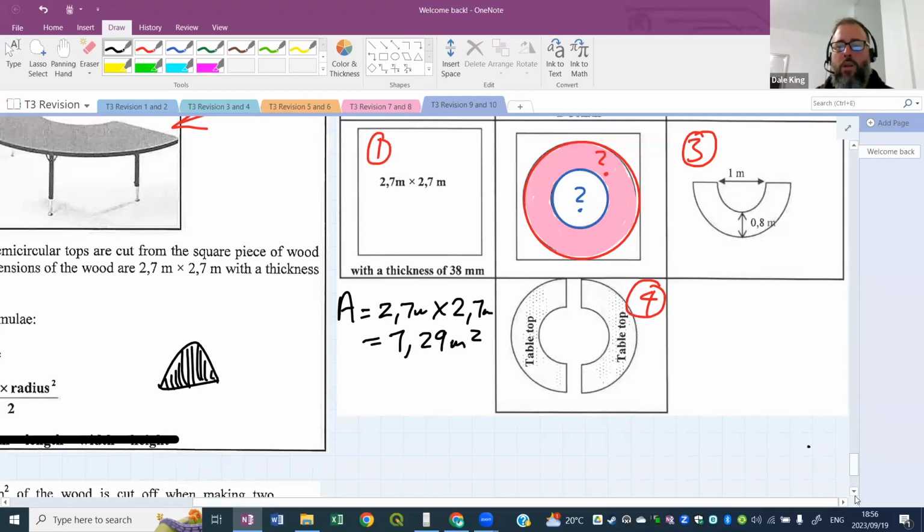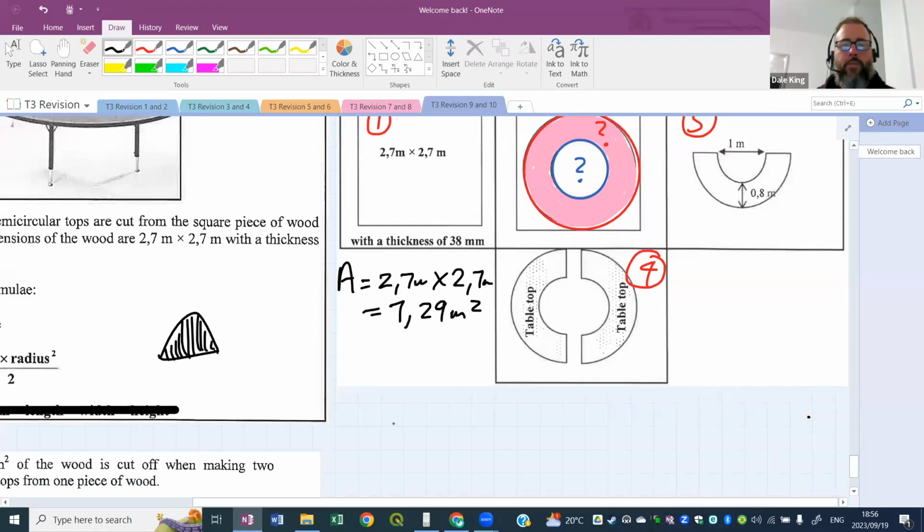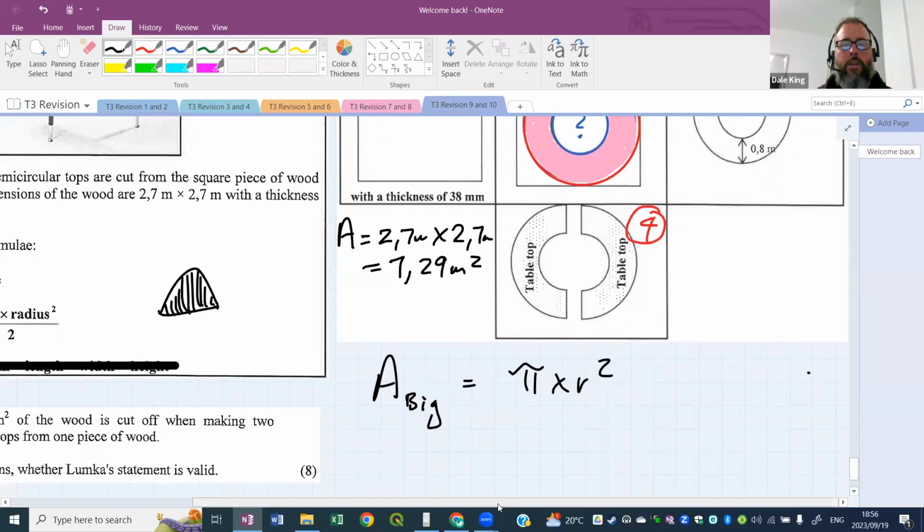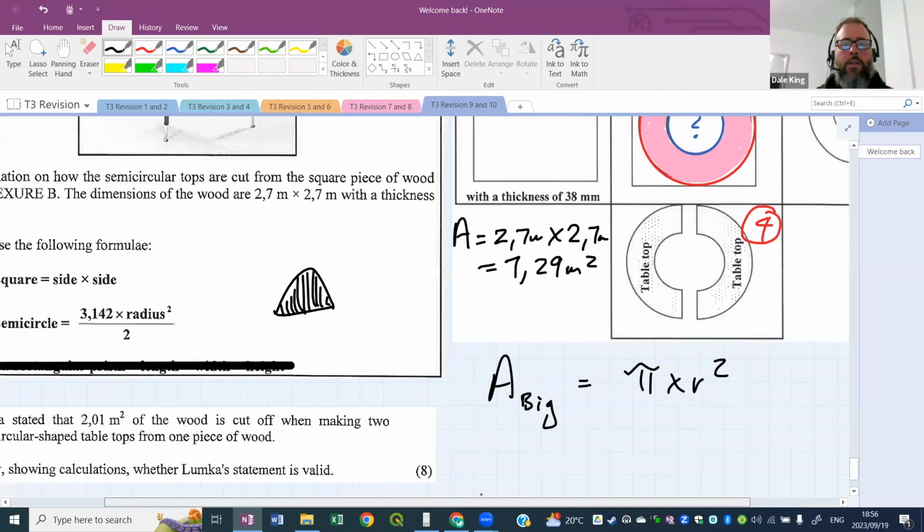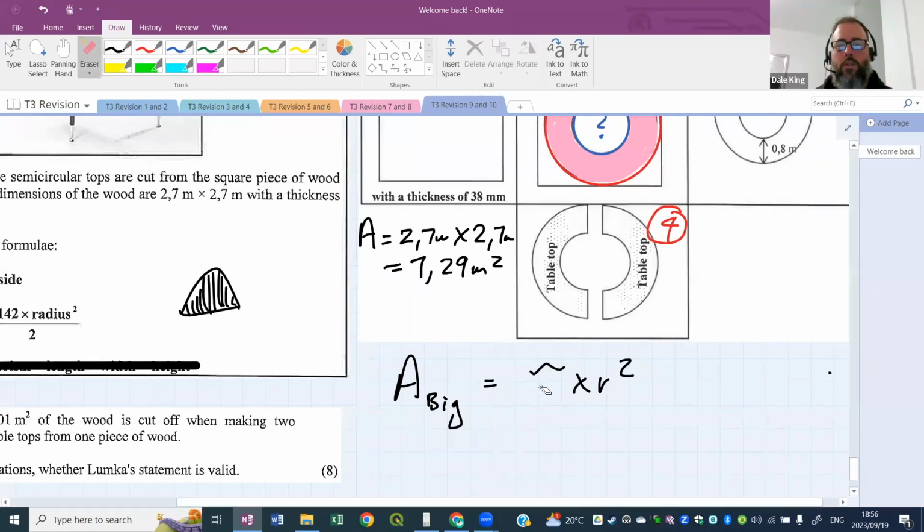So I suggest we're going to work out the big circle. All right, I'll say area of big circle. And we're going to use pi r squared. Are you happy with that? Yes. Okay. And they say use 3.142, so I'm going to change pi to 3.142. That'll give us the pink circle as if the whole thing was pink.